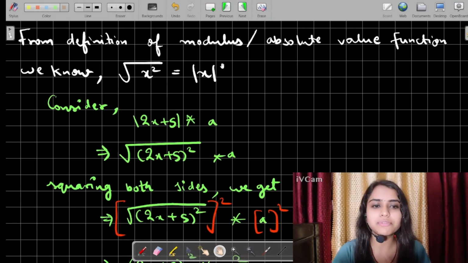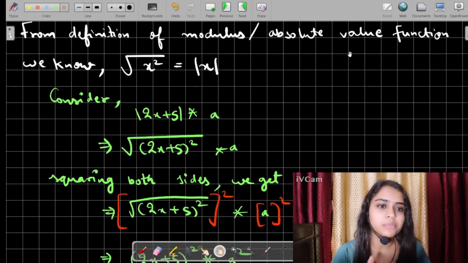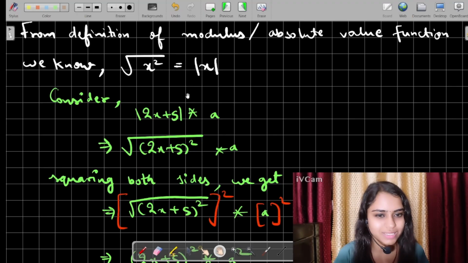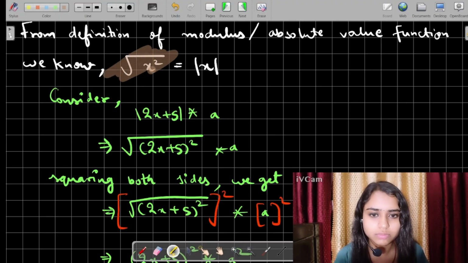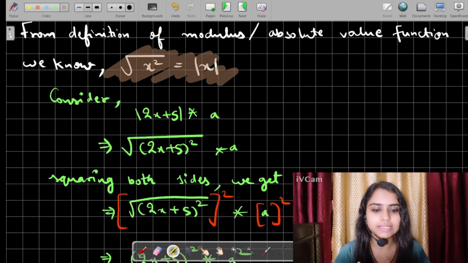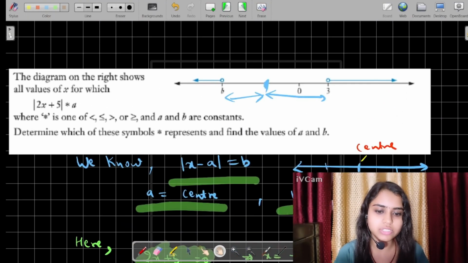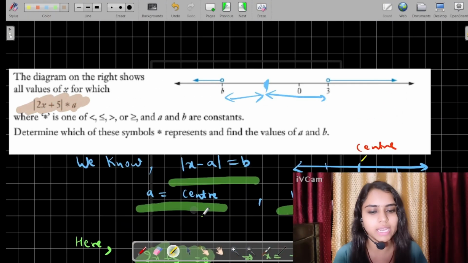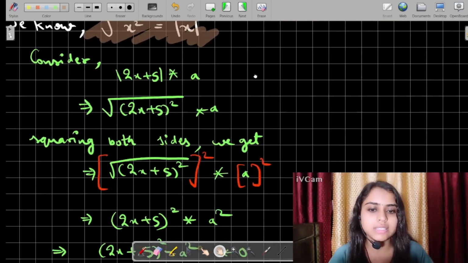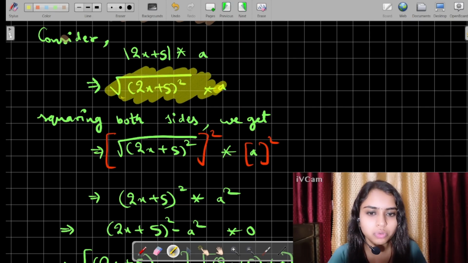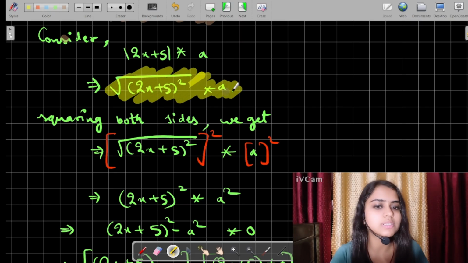Now, we know from the definition of the modulus or the absolute value function that it's basically under root of x square. That's mod x, right? So this is the definition part. Let's go back to the original question. We will take this chunk and apply our definition. According to the definition, what we get over here is under root of 2x plus 5 whole square star a.